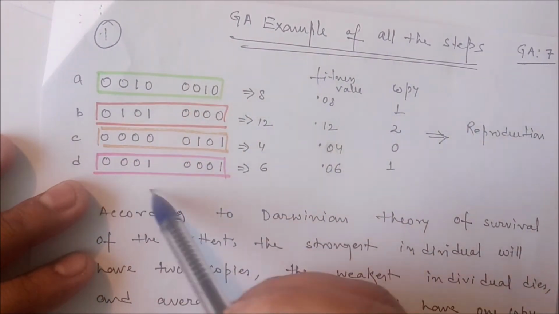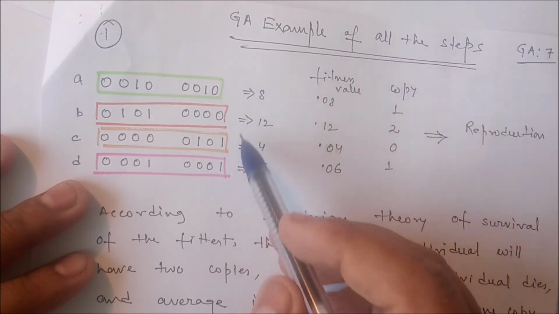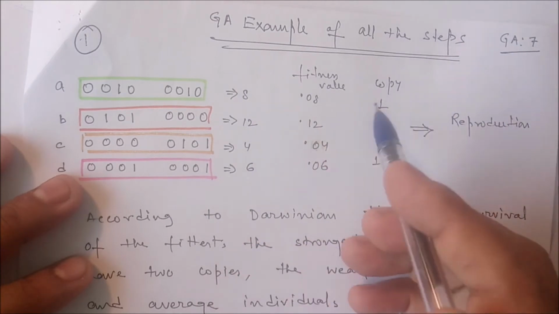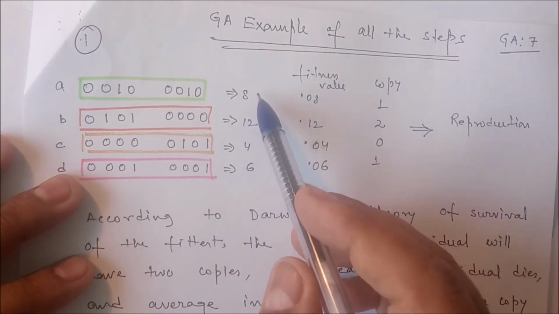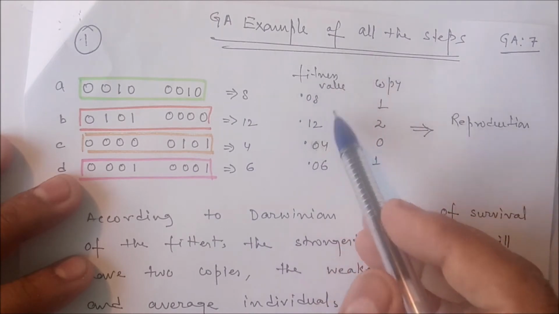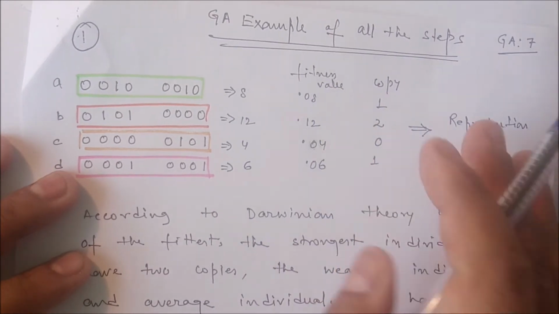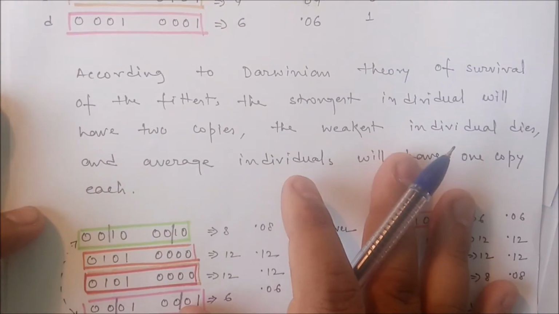and all these are binary values, and assume these are the fitness values in some numbers, say 8, 12, 4, 6. So here, if you divide all these values by 100, we can get these fitness values: 0.08, 0.12, 0.04, 0.06, and we can apply this particular rule to this.